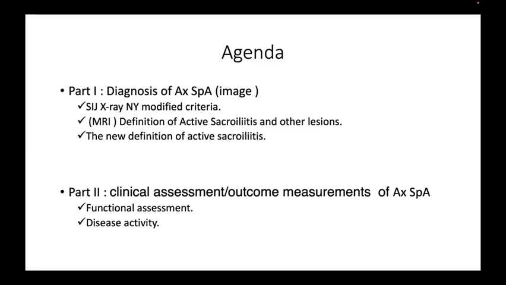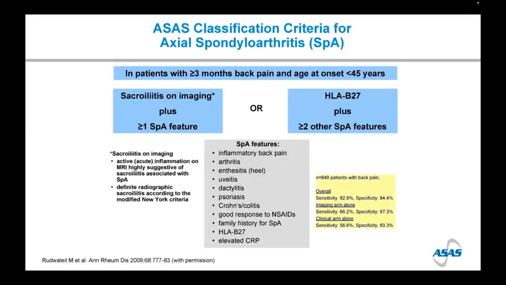Then part 2 will be the clinical assessment and outcome measurement of axial SpA. We will go through the 2 clinical assessment tools, which are assessing the function and assessing the disease activity. As you can see from the agenda, I will concentrate only on axial SpA, mainly on the sacroiliac joint. So this is part 1.